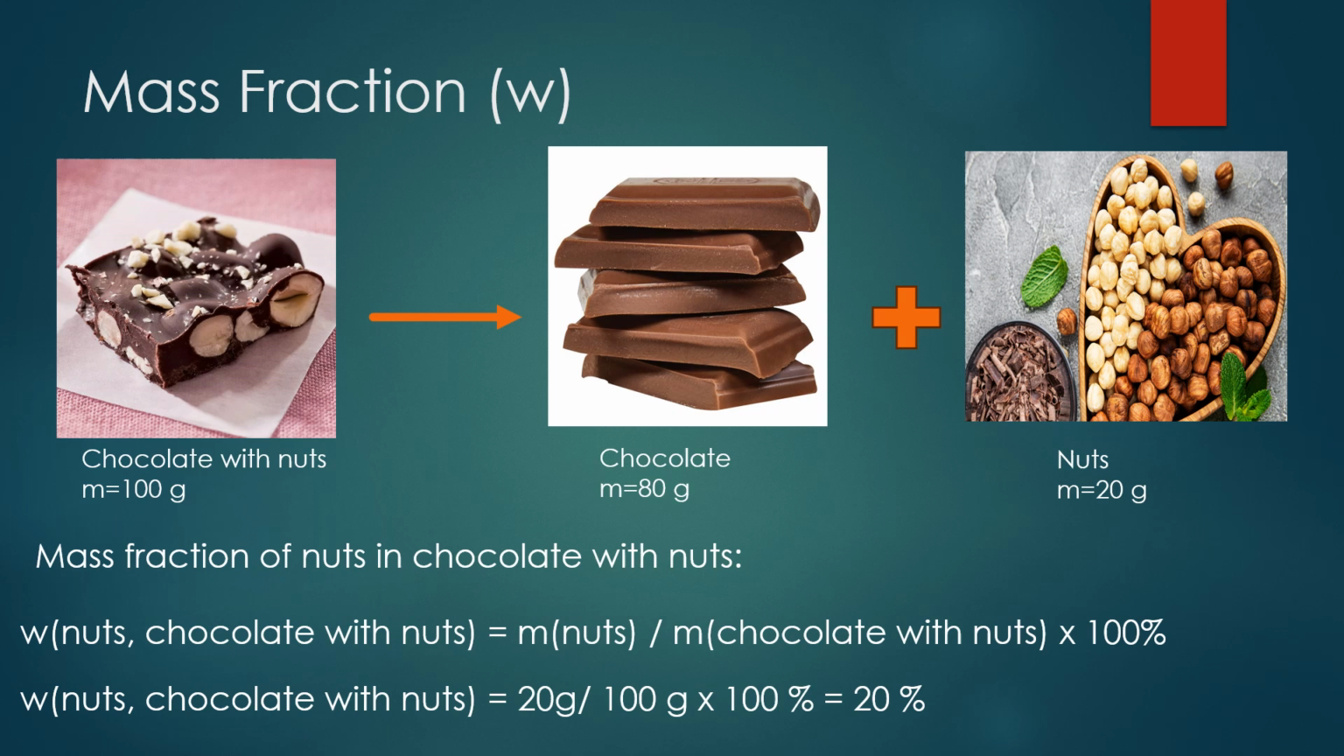My next question for you will be, how much is then the percentage or mass fraction of chocolate in this chocolate with nuts? An easy step will be just 100%, which is the total, the maximum, minus the 20% that you have of nuts, meaning that actually 80% of pure chocolate you have in this product.